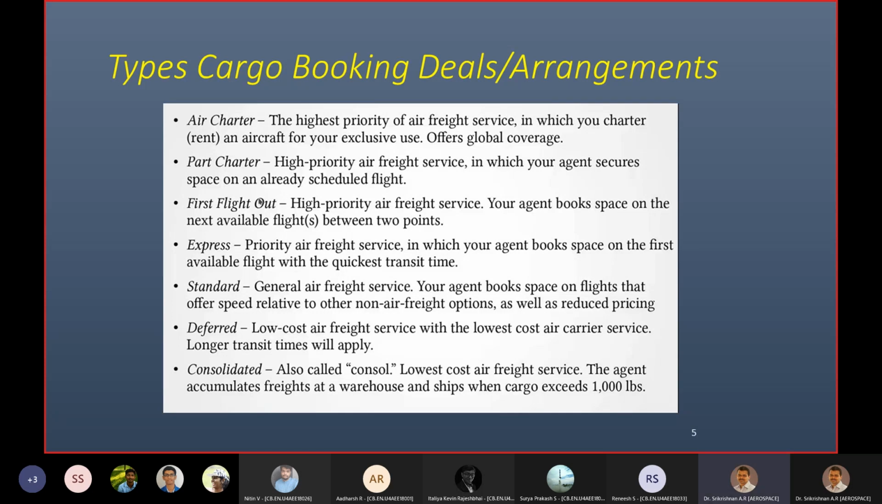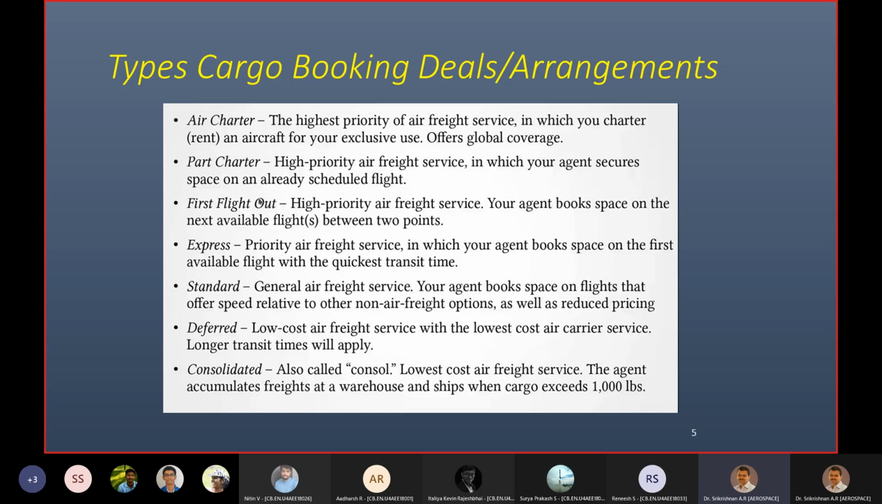So that is chartering a cargo aircraft for transferring the goods that you want to move from one place to another. And it's exclusively for your service, and hence the cost will be the highest, but you have to go for that when you need the highest priority and the lowest turnaround time.